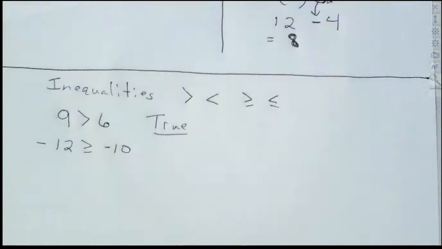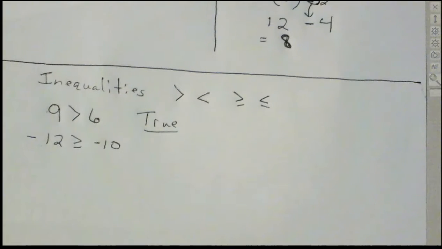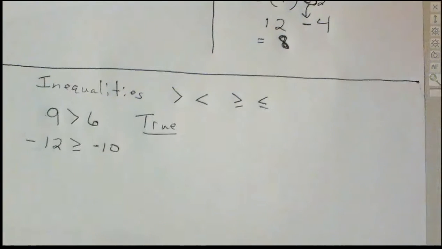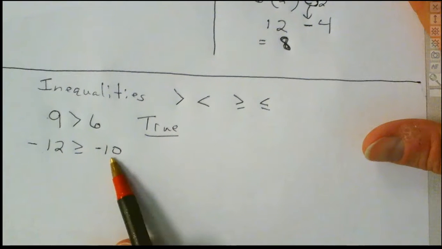Is this one going to be true, or is this one going to be false? Negative 12. Is negative 12 bigger than negative 10? Well, which would you rather have? Would you rather have negative $12 in your account or negative $10 in your account? You'd rather have negative 10, right? It's a smaller negative number. This one's bigger, because it's on the number line closer to 0. Negative 10 is closer to 0.